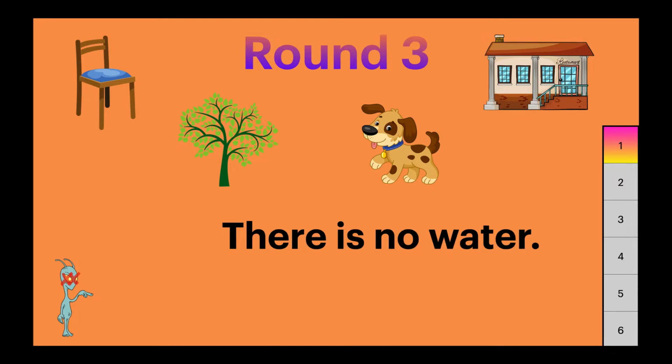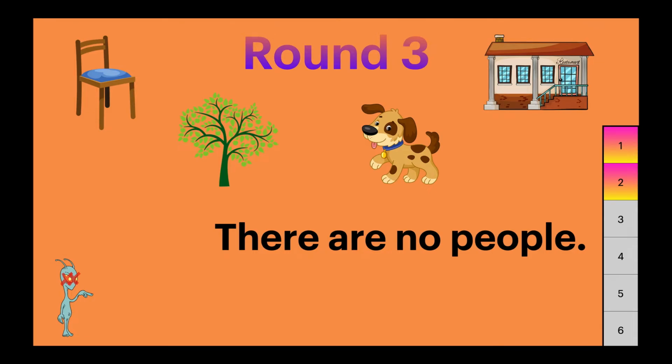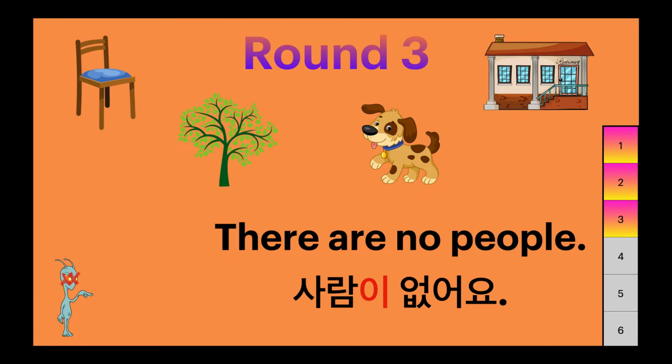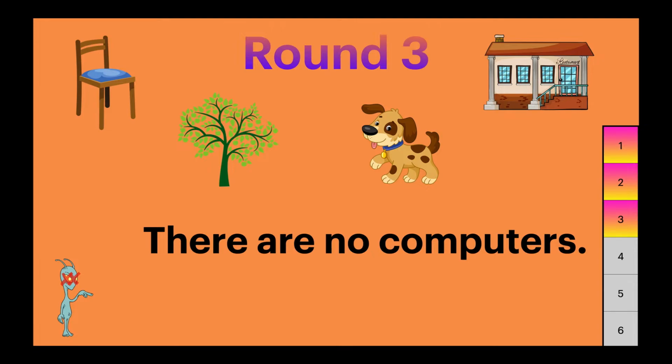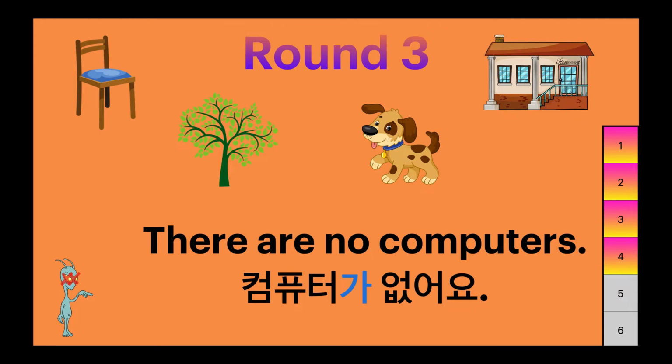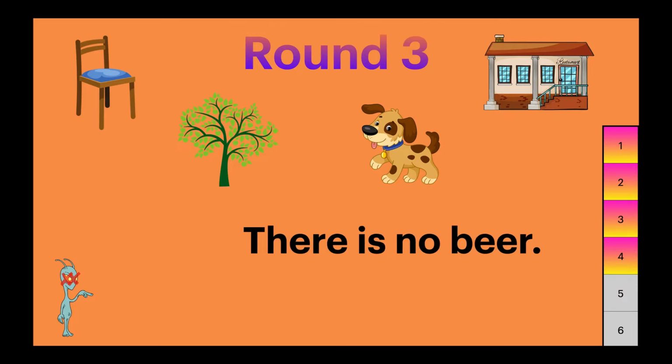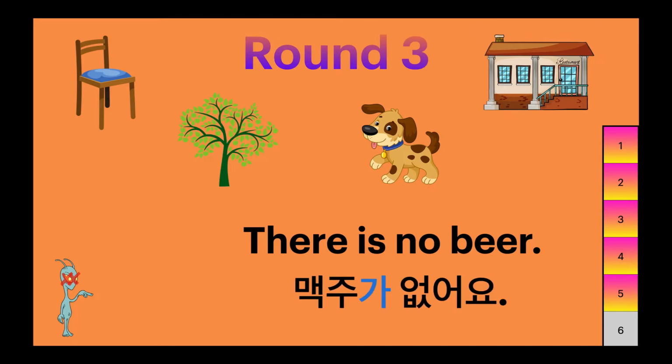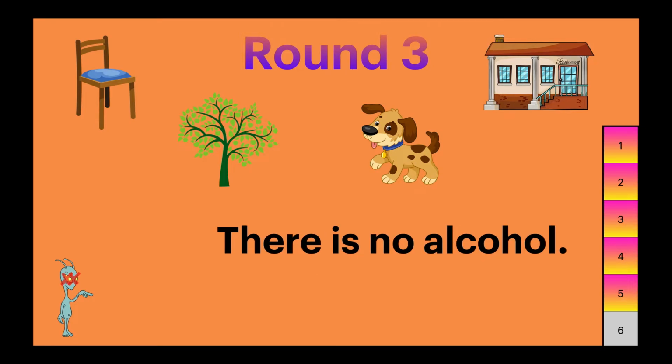There is no water. 물이 없어요. There are no people. 사람이 없어요. There are no computers. 컴퓨터가 없어요. There is no beer. 맥주가 없어요. There is no alcohol. 술이 없어요.